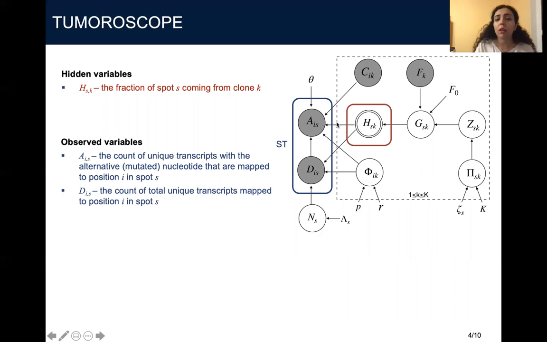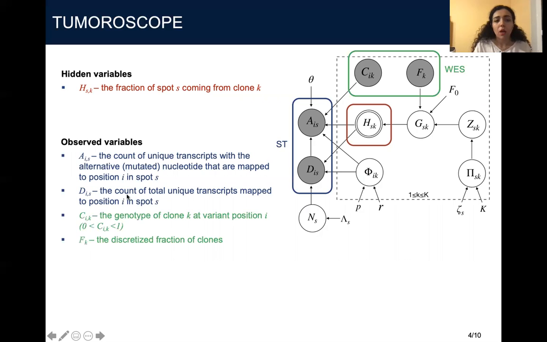And A_IS and D_IS came from ST data, and they are alternative and total read counts. Also, we have C_IK, which is the genotype, and F_K, which is the discretized fraction of clones, and they came from whole exome sequencing data.